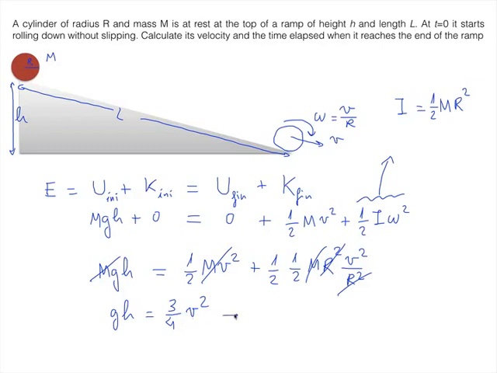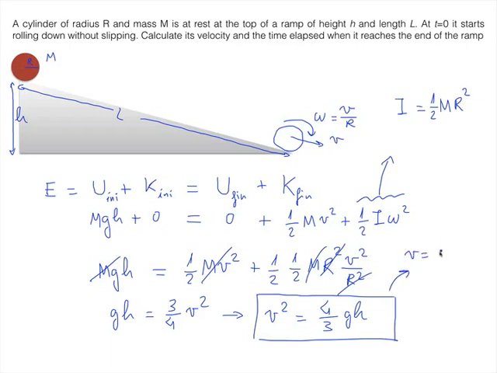Okay, so I will write it like this: v squared equals 4/3 of g times h. I will write it in this form to give the expression of the square of the velocity. And from here we can write v equals the square root of this, which is 2 over square root of 3 times square root of g h. And this is the solution that we were looking for, the velocity of the cylinder when it reaches the end of the ramp.